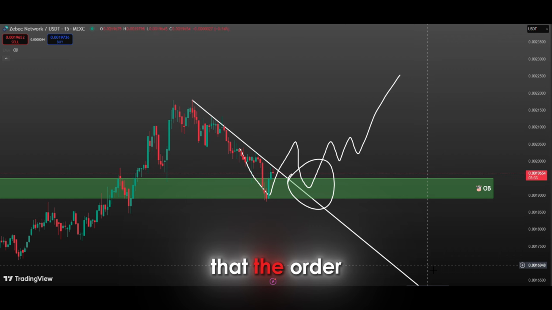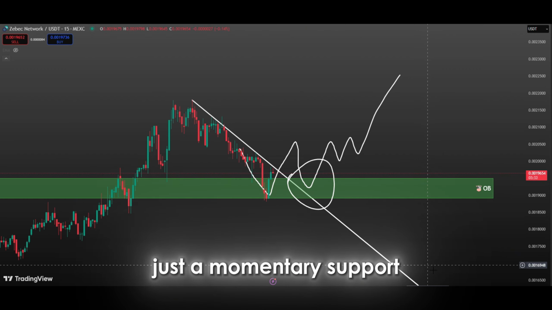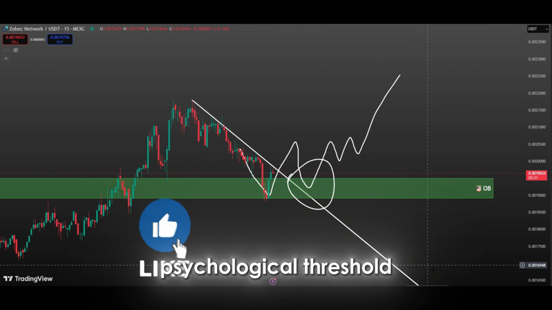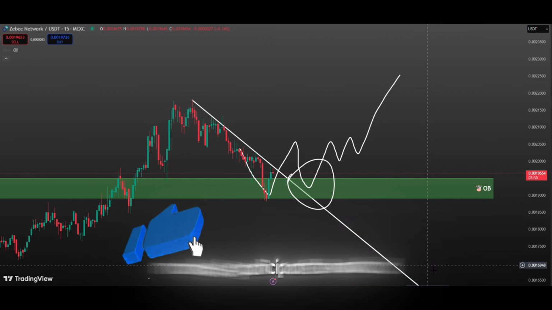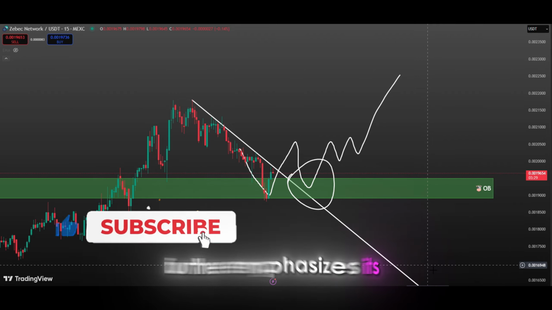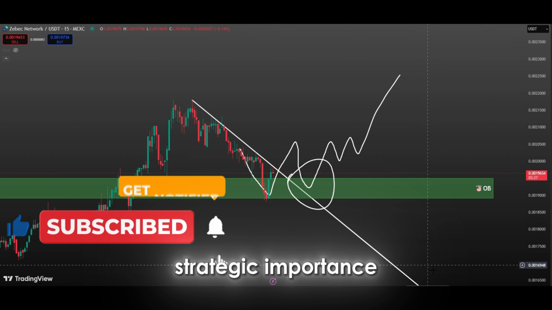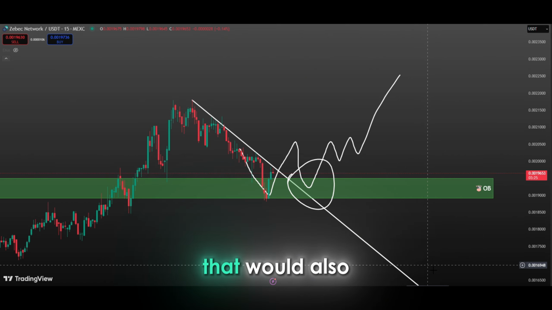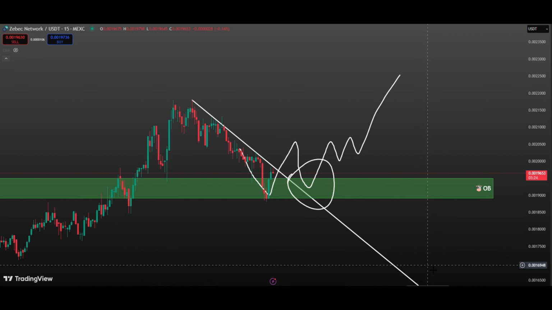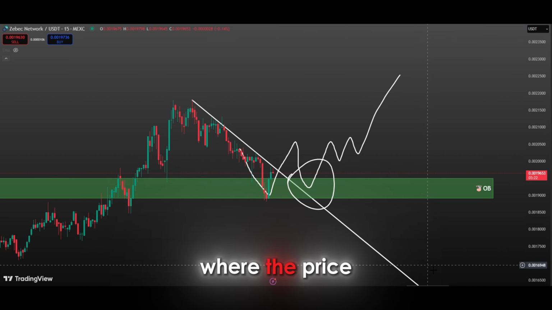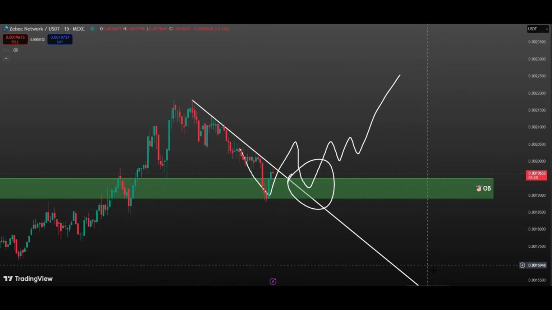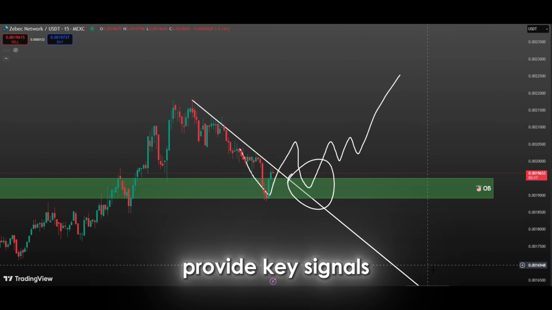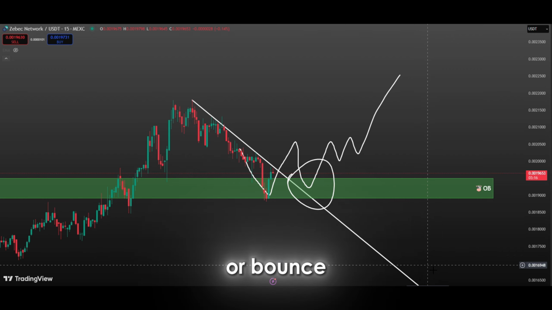This highlights that the order block is not just a momentary support, but also a psychological threshold. The perception of market participants toward this level further emphasizes its strategic importance. If the price reaches this area and begins to consolidate, that would also be an interesting detail. Strong support levels are typically places where the price moves sideways for a period before making a sharp directional move. For short-term traders in particular, the reactions from this area can provide key signals for a potential breakout or bounce.